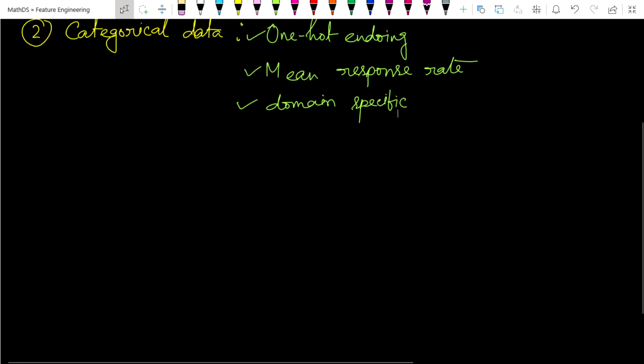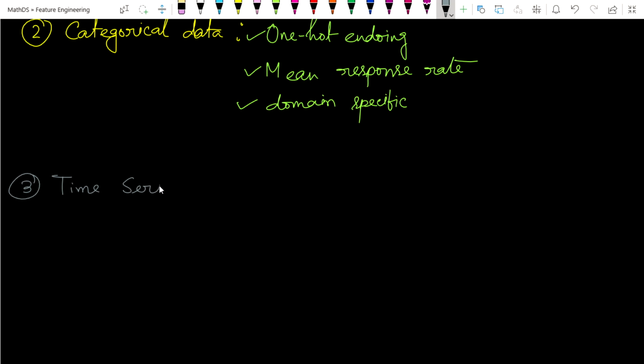So another kind of data looks like this type. This is called time series data. There are various kinds of time series data. Time series data means the data is based on time. As time changes, the data also changes its value. So there are various types of time series data.